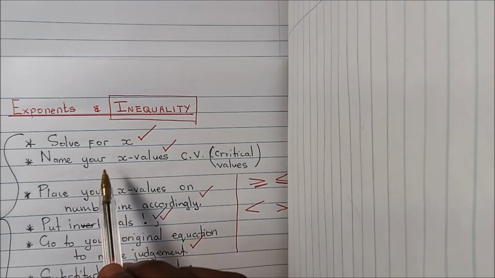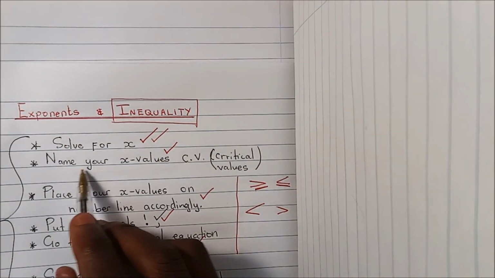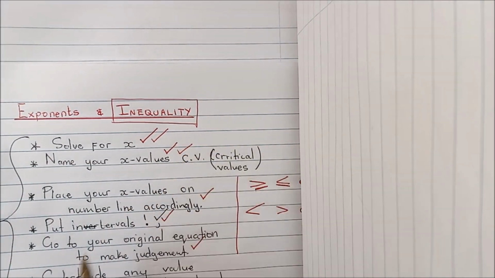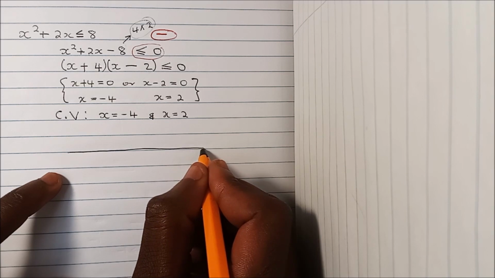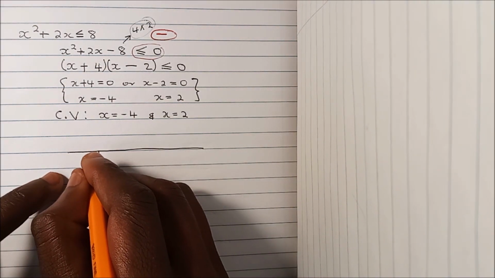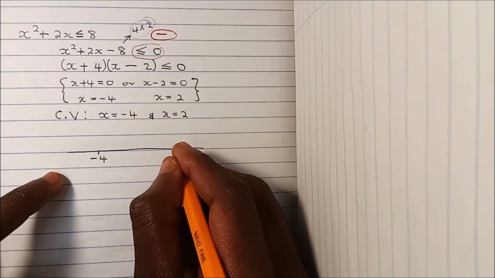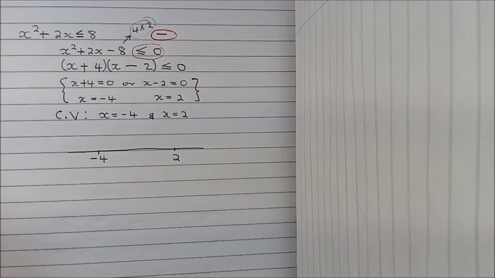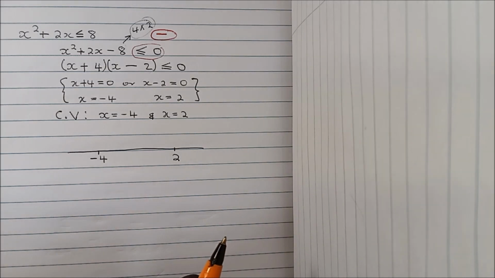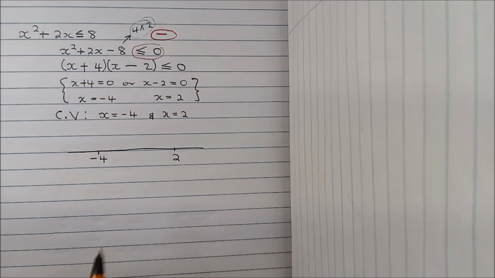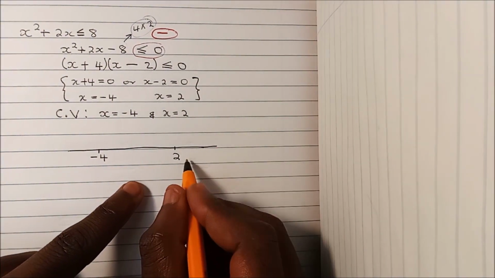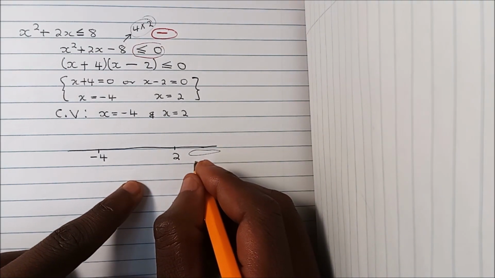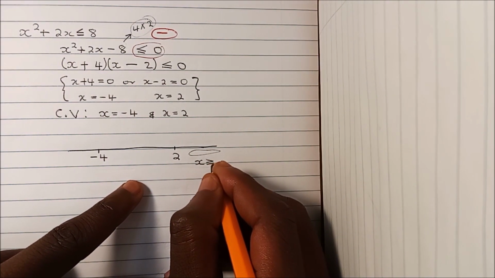The steps. Did we solve for x? Yes. Did we name our x values critical values? Yes. What's next? We place our x values on the number line accordingly. So here is our number line. You need to know your number line, how it operates. Obviously, we will have the negative ones this side and then the positive ones that side. And then I said, remember, you need to name your intervals. What can you say about numbers which are on that side? We can just say x is greater than or equal to 2.